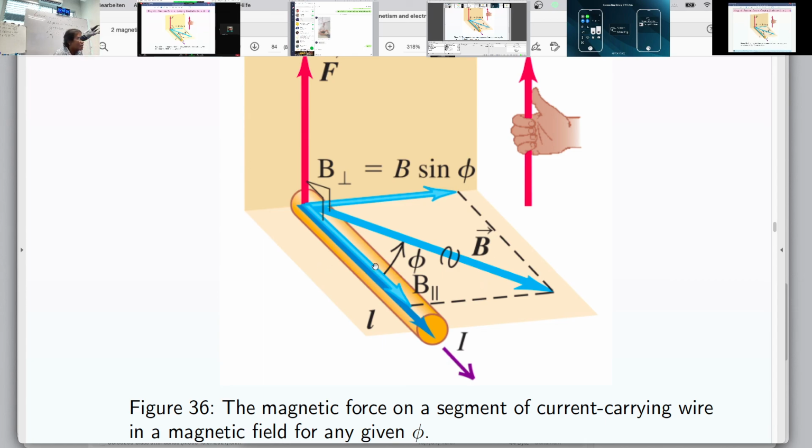Okay, and the way to determine the outcome, which is the induced force, the red vector here, is to use again your right hand.